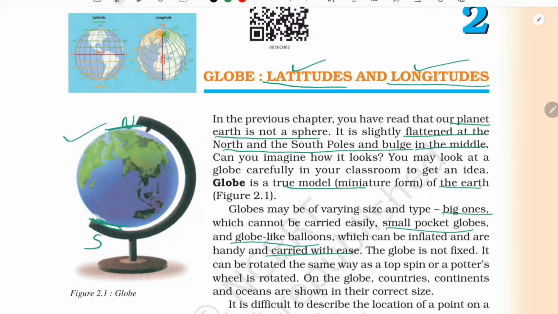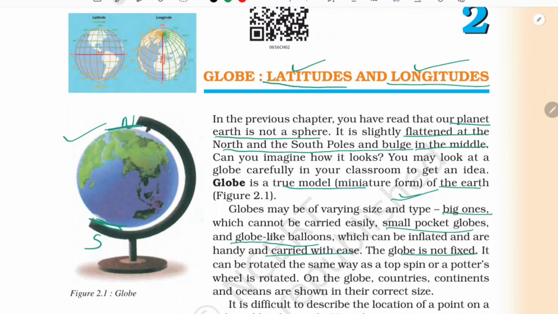So here we can find different sizes and types of globes. Some are big, some are small, some are in the form of balloons, and they can be easily folded after use, and you can keep them in your pocket also.